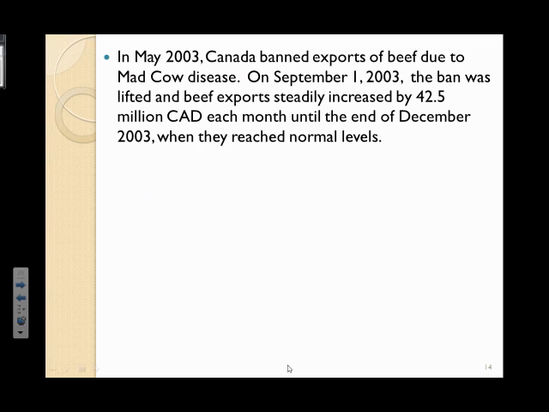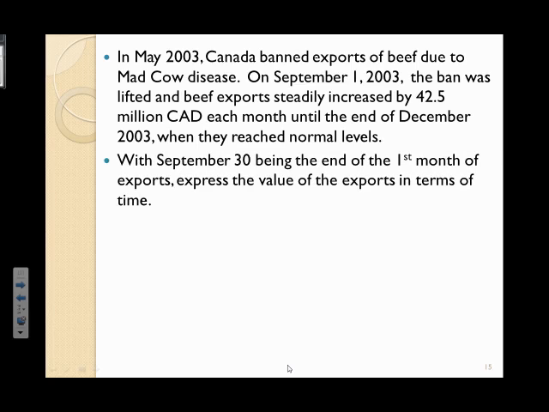Now an example using business situations. In May of 2003, Canada banned exports of beef due to mad cow disease. And on September 1st of that year, the ban was lifted. They could now sell beef and export beef again. And the beef exports steadily increased by 42.5 million Canadian dollars each month until the end of December, when they reached normal levels. Now, if we look at September as being the first month, and specifically September 30th being the end of the first month of exports, express the value of the exports in terms of time.